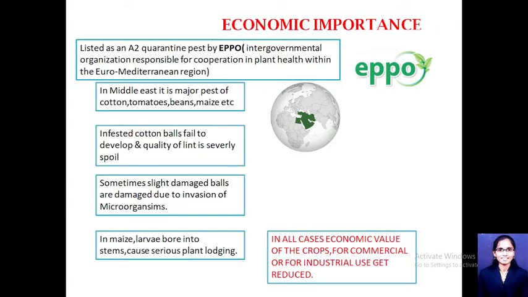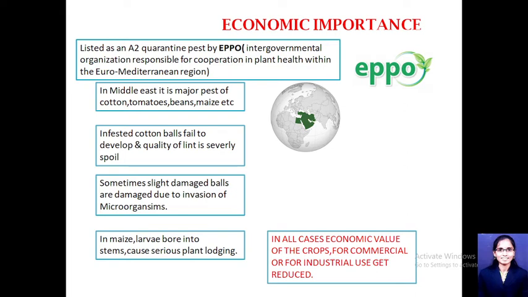If we observe the economic importance of this pest, we have observed the various damages caused by this insect to the different plant parts. And the EPPO has listed this pest as a quarantine pest. It is one of the leading causes for the damage of crops. So this is an A2 quarantine pest. And in the Middle East region, this is a major pest of beans, maize, and tomato, etc.